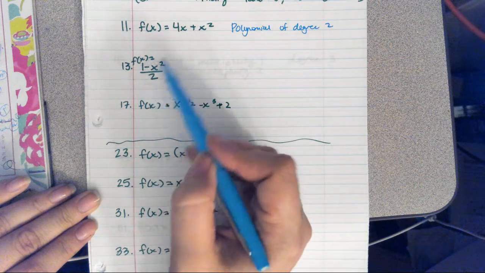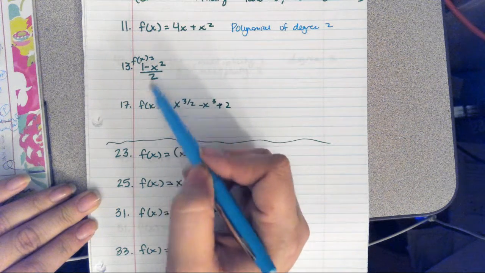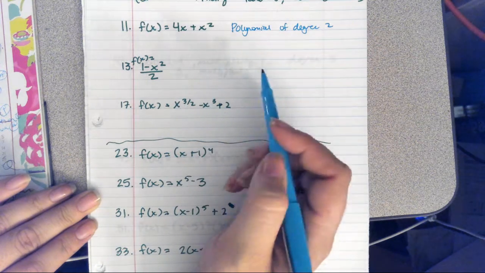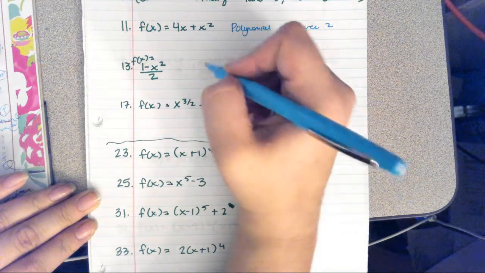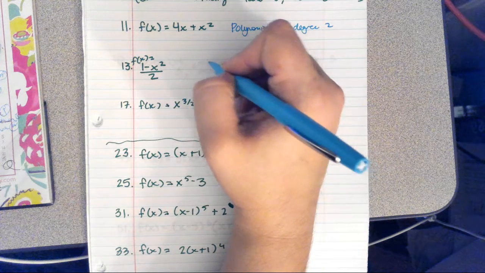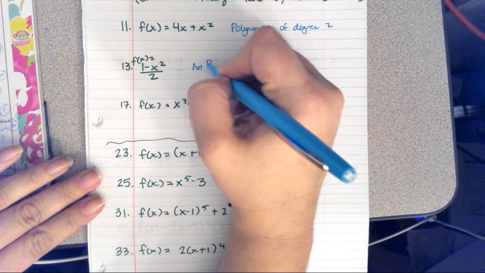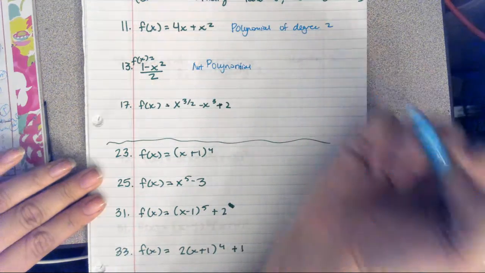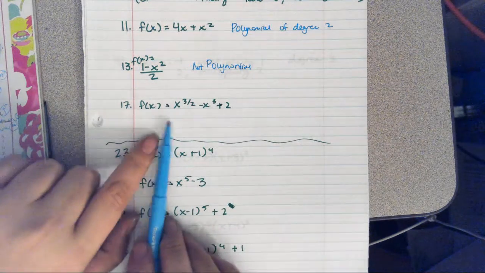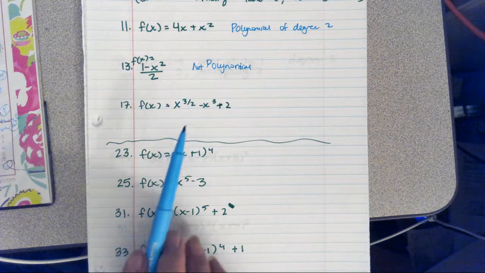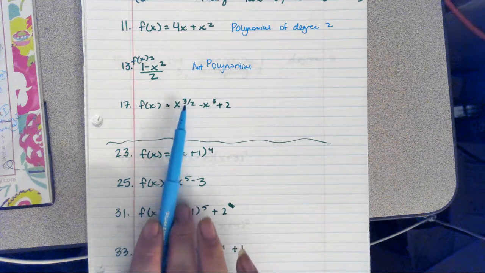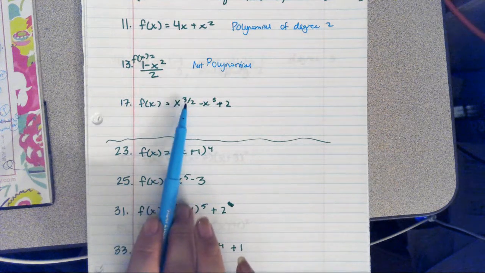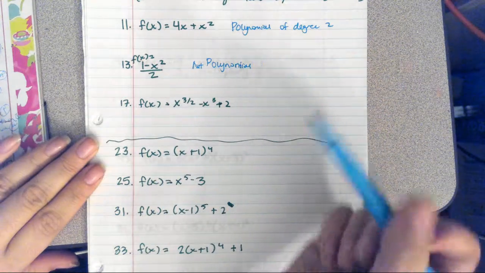Now this one has fractions. With these fractions, this changes it. This is no longer a polynomial of degree 2. This one would not be a polynomial. Okay. This number 17 also would not be a polynomial because this exponent is a fraction. Okay? It can't be a polynomial function if this has a fraction in it.